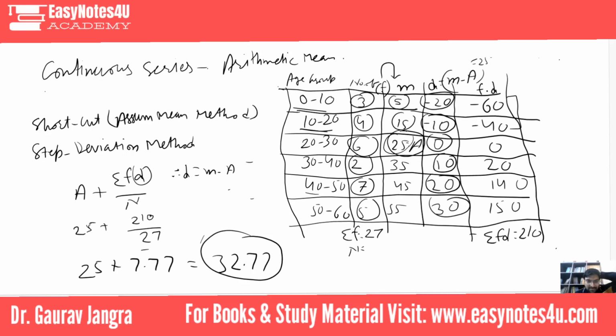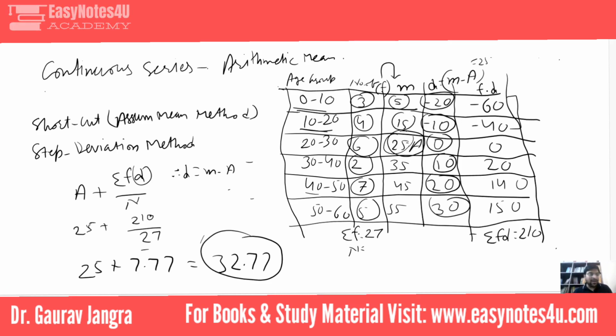So the values will be the same, or there may be a little difference of some fraction values, like 0.1 or 0.2. So it will not affect your answer. If your method is correct, you will get the full marks. So now how can we calculate the arithmetic mean through the step deviation method in the continuous series?